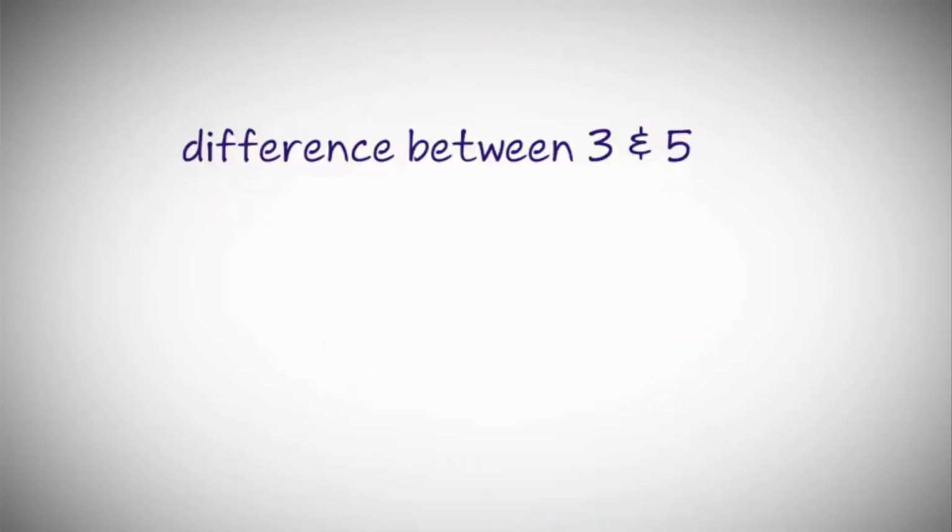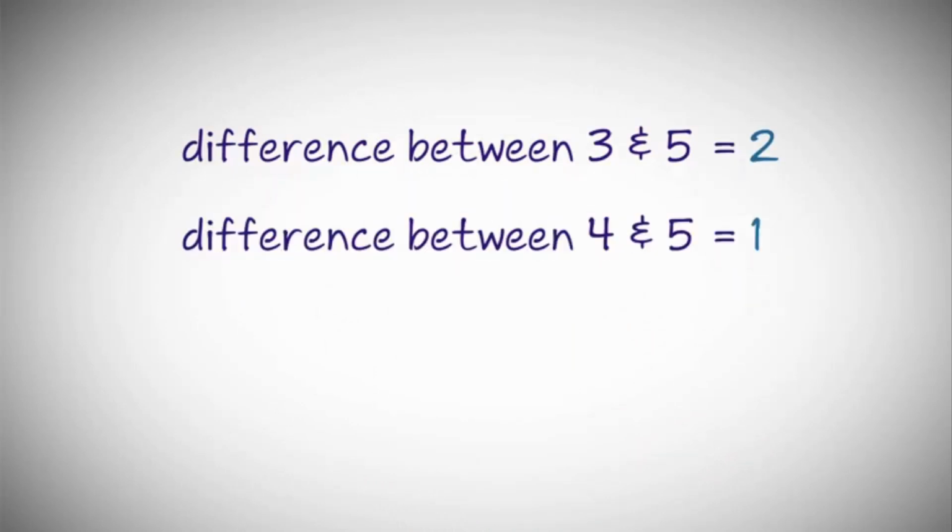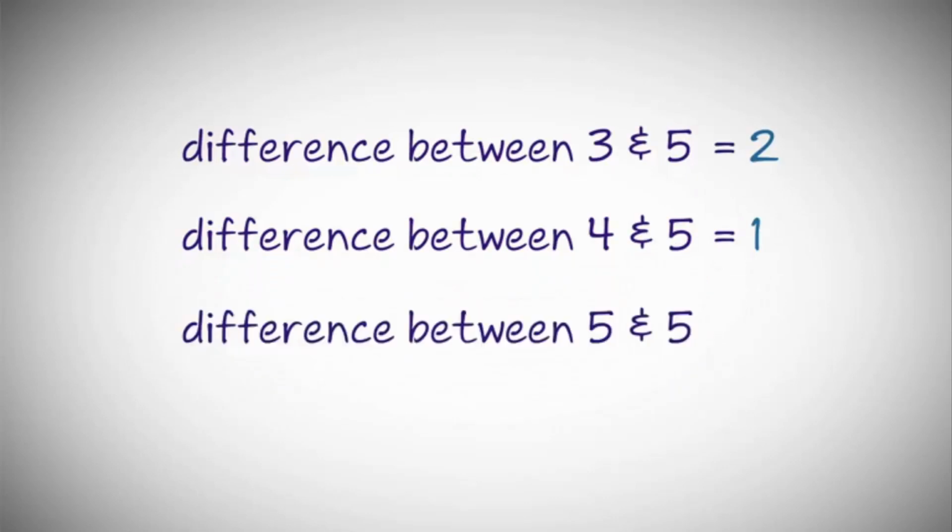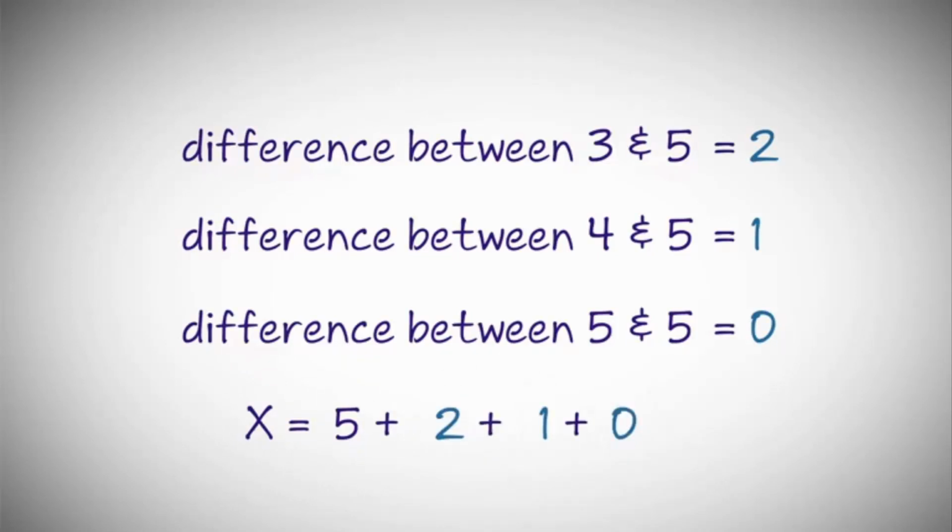An alternate approach is to think about the difference between each one of your terms and the average in order to determine what the unknown value needs to be to balance the difference. What is the difference between 3 and 5? It's 2. The difference between 4 and 5 is 1, and the difference between 5 and 5 is 0. So x must be 5 plus 2 plus 1 plus 0 in order to balance the difference, which is equal to 8.